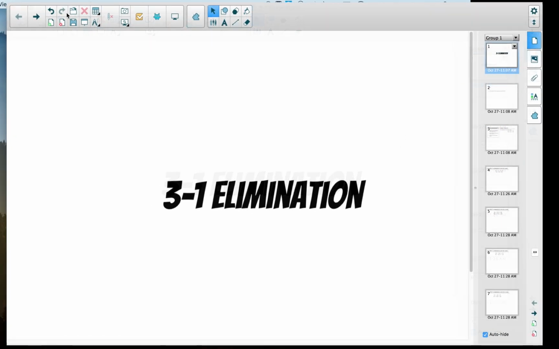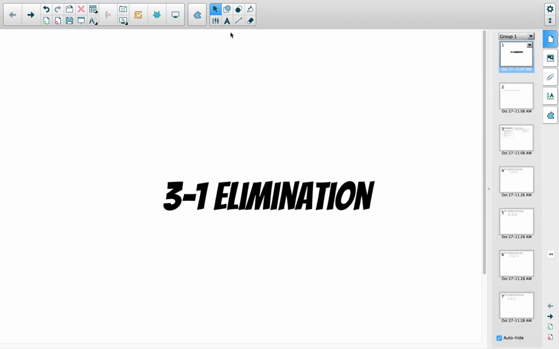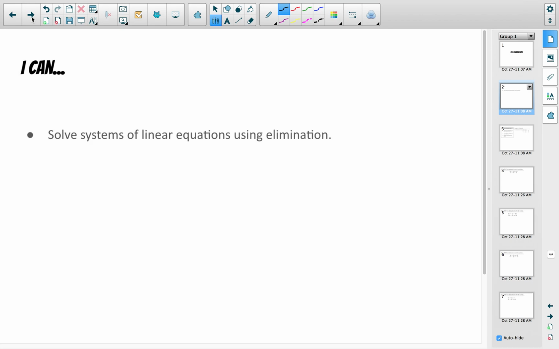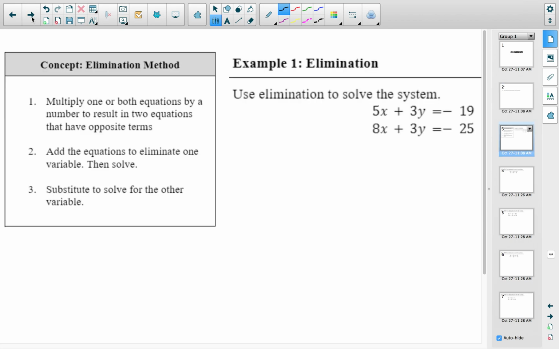This is 3-1, all about elimination, so keep in mind we're still working with systems of linear equations. We talked through graphing and substitution in the last lesson, and so elimination is another method that we can use to solve linear systems. Okay, so we're going to be able to solve systems of linear equations using elimination.